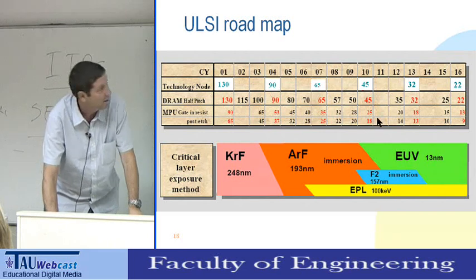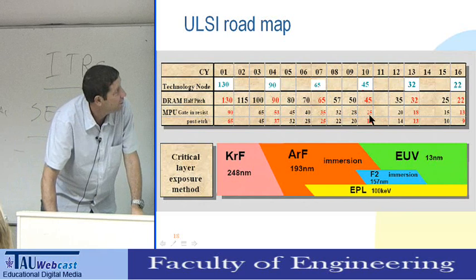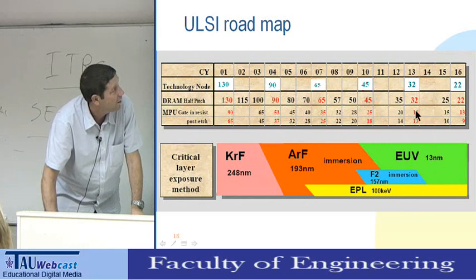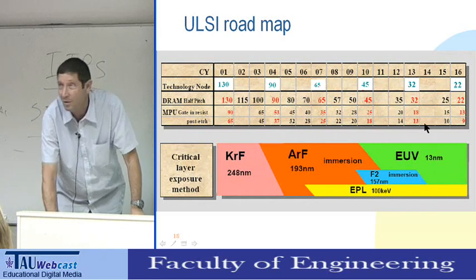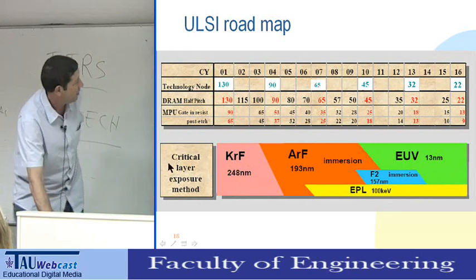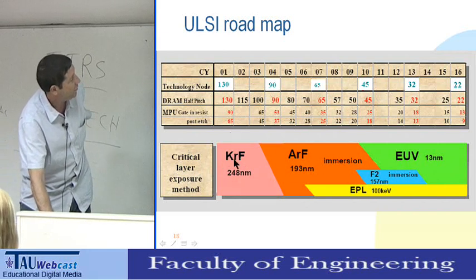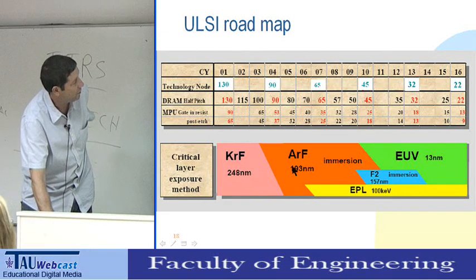This is the gate in the resist. It was 25 nanometers. So we are dealing here with nanotechnology. And this is done by optical lithography. But what kind? So the critical layer exposure method, here it was krypton fluoride, 248 nanometer.